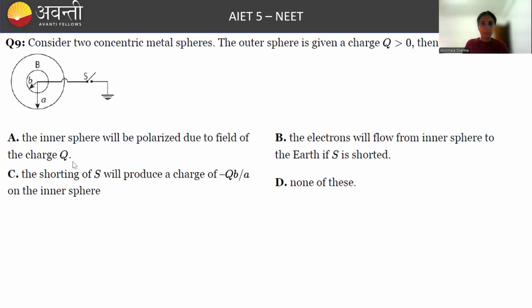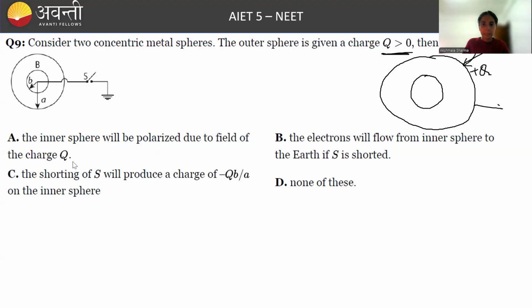Consider two concentric metal spheres. The outer sphere is given a charge Q greater than 0. Just imagine there is a sphere inside and a sphere outside. If these two are metal spheres and the outer one is given plus Q charge, an electric field will get generated like this, and this electric field will not penetrate inside the sphere because this is a metal boundary.